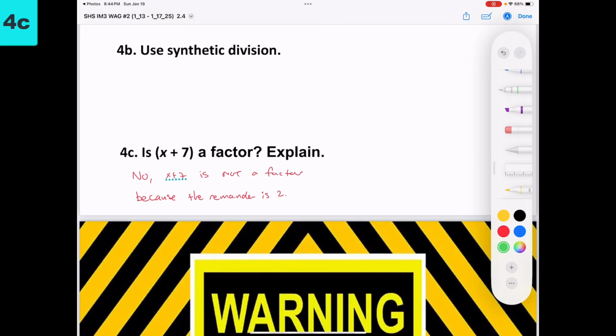All right, so big idea. They call this the factor theorem. And if you have no remainder, then it's a factor. Yes, factor. Green light. If you have it not equal to 0, like a negative or a positive number, then no, not a factor. Okay?